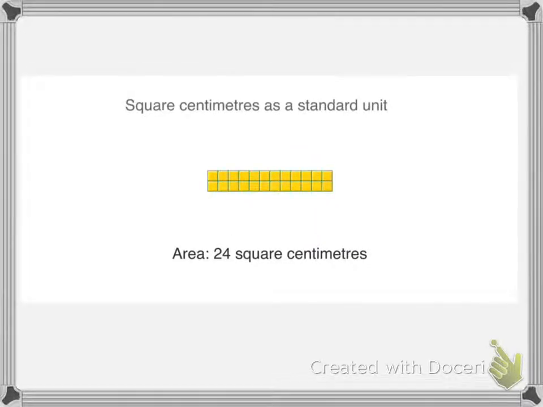Here is another shape that has an area of 24 square centimeters, just laid out differently. This time, our shape is 12 by 2. So again, you could count the squares individually. You could skip count by 12s, by 2s, or you could use multiplication. 2 times 12 is 24.